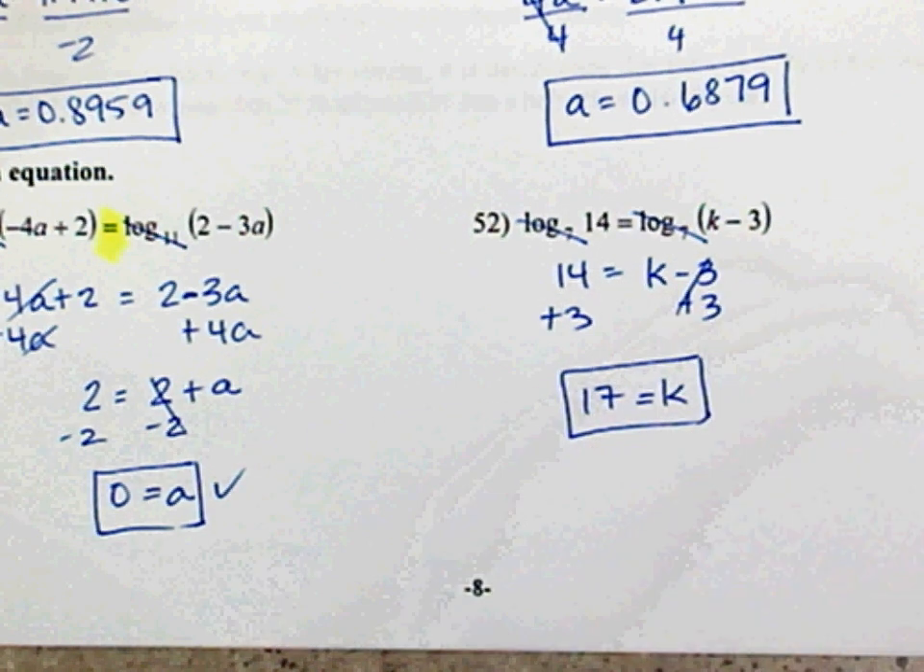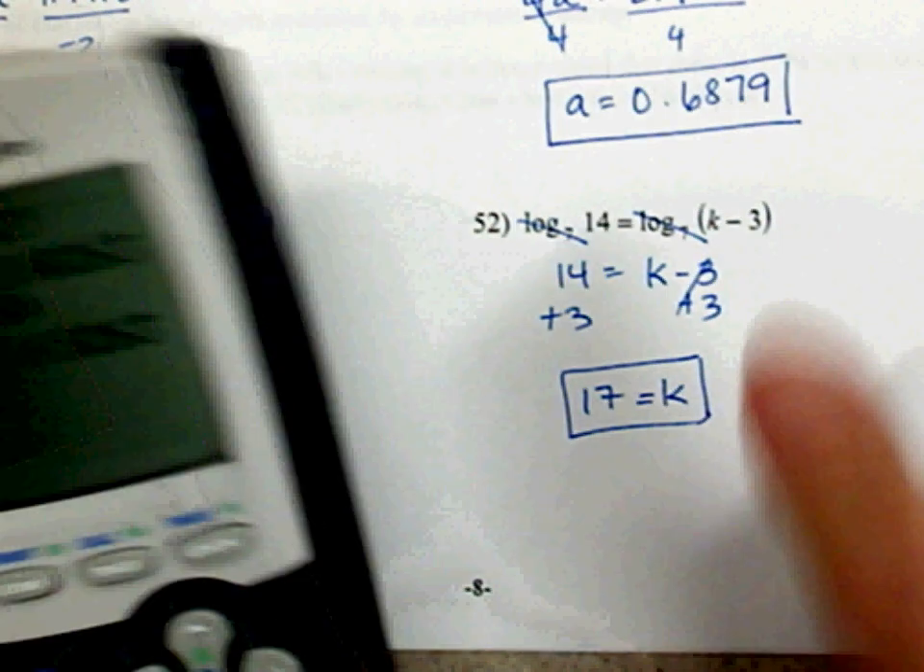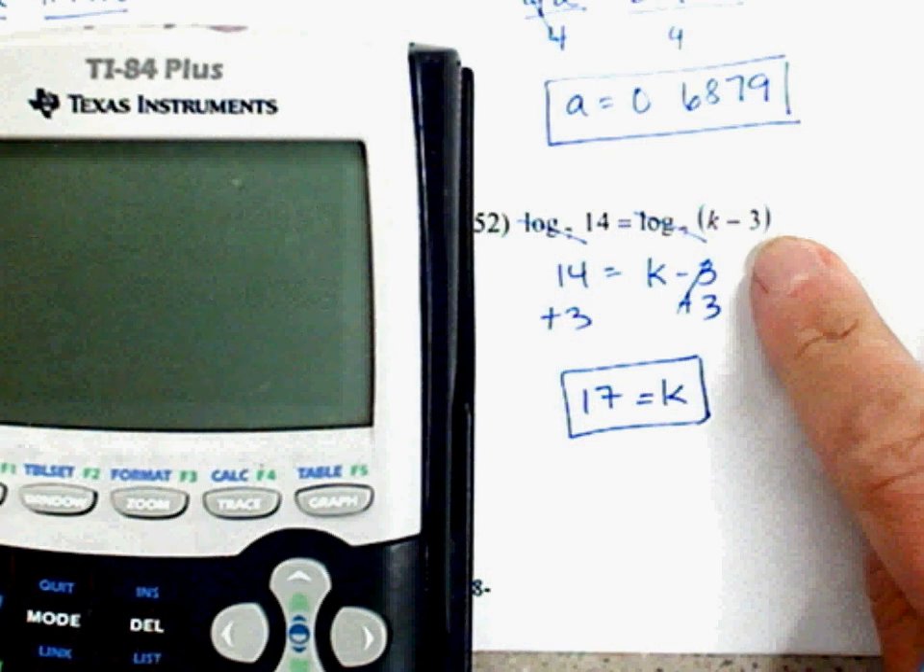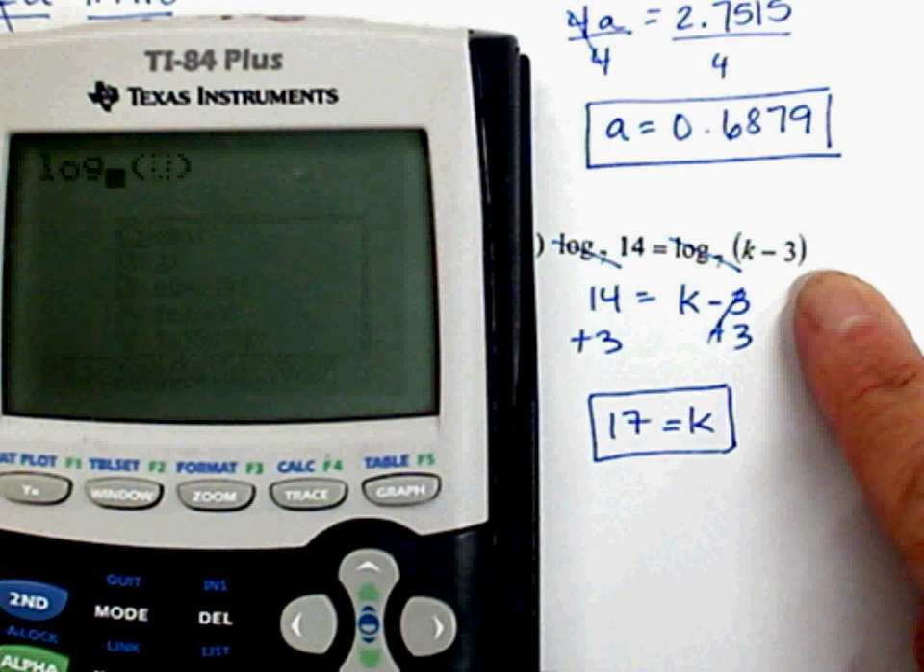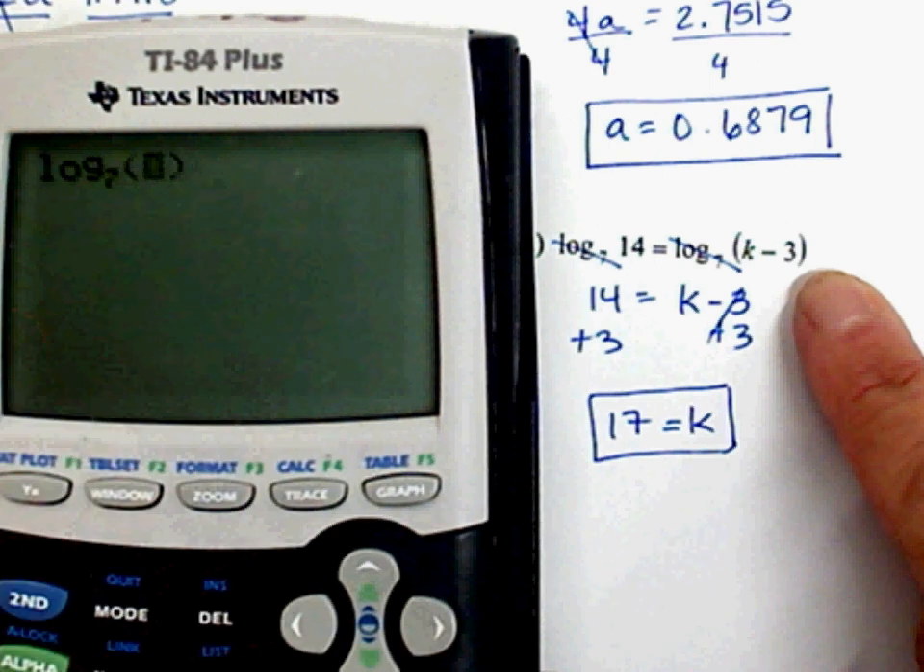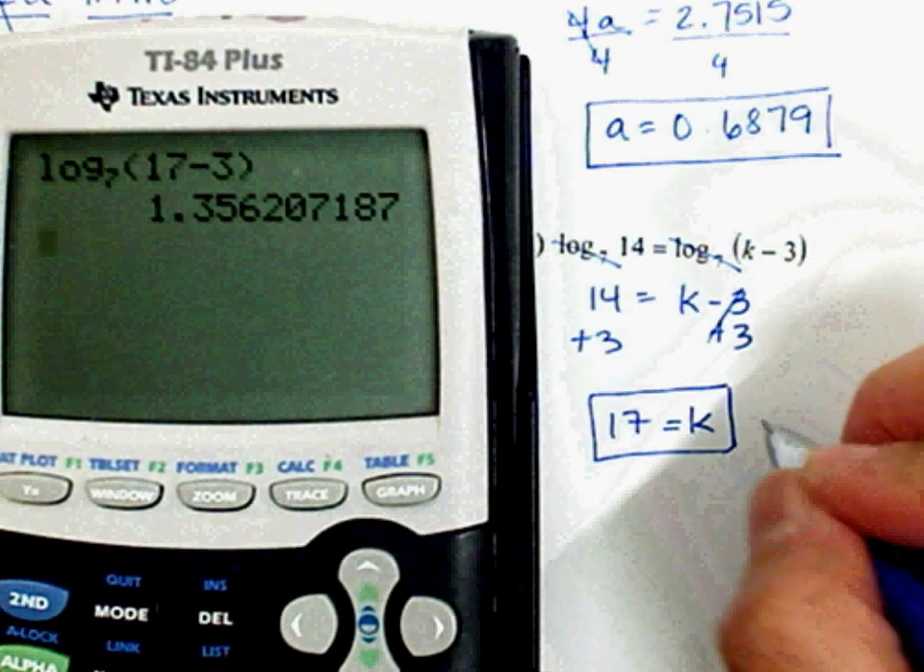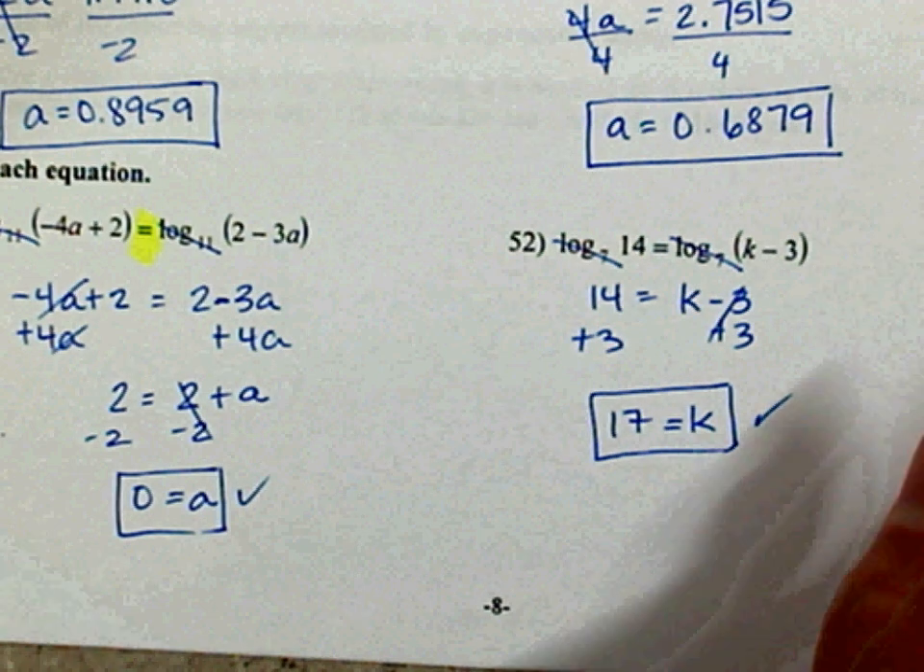All right, if you look at this one, this is the only one that has a k, so plug it in. So alpha window, number 5, base 7 of 17 minus 3. You have an answer? That'll work. And there you have your page 8.